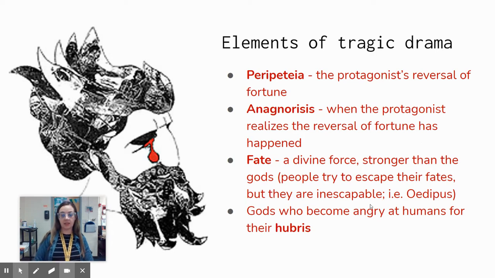So there's a peripeteia, which is the protagonist's reversal of fortune. There's an anagnorisis, which is when the protagonist realizes that things are bad, that they've messed up somehow. There's fate, which we all know, like how Oedipus could not escape his fate, and gods really hate hubris in humans.